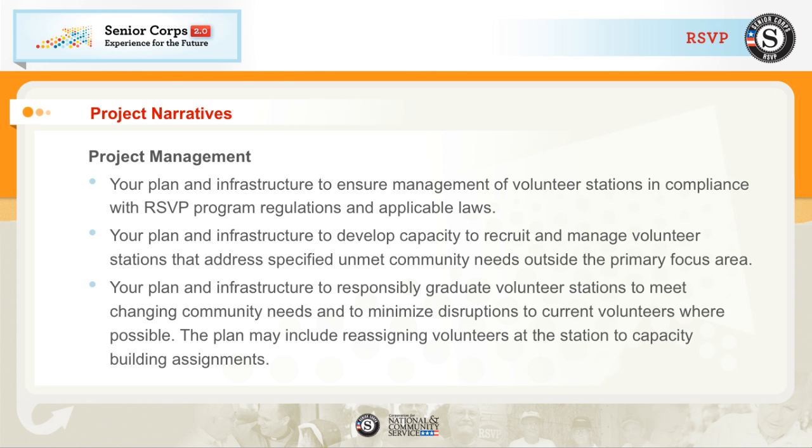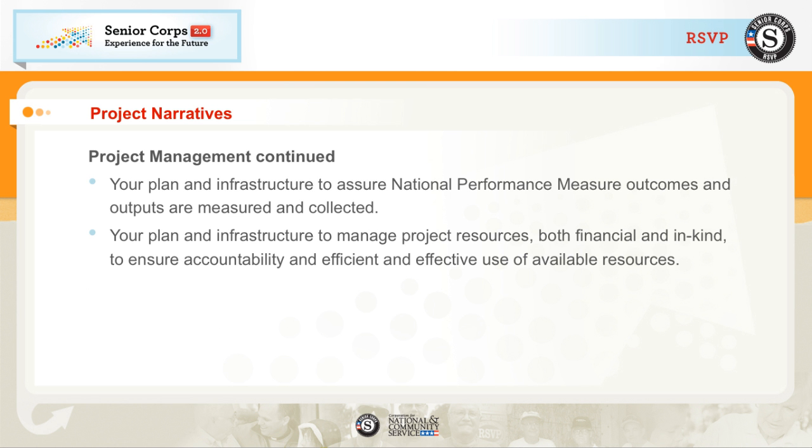Your plan and infrastructure to responsibly graduate volunteer stations to meet changing community needs and to minimize disruptions to current volunteers where possible. The plan may include reassigning volunteers at the station to capacity building assignments. Your plan and infrastructure to assure national performance measure outcomes and outputs are measured and collected. And your plan and infrastructure to manage project resources, both financial and in kind, to ensure accountability and efficient and effective use of available resources.